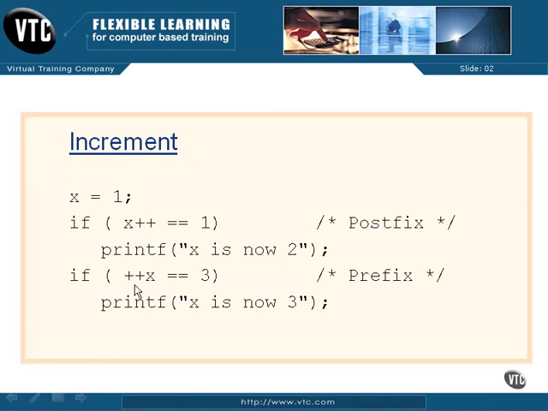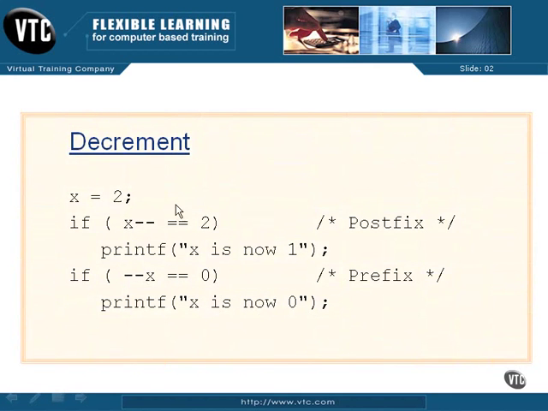This is the prefix notation. Here we increment x ahead of time and we say if ++x is equal to 3, it used to be 2. If it's now equal to 3, we'll print out x is now 3. Since we have a prefix increment ++x, x is in fact now 3 before the test. We do the increment, then we do the comparison for equality with this value on the right side. So x is in fact now 3 after we come out of this.